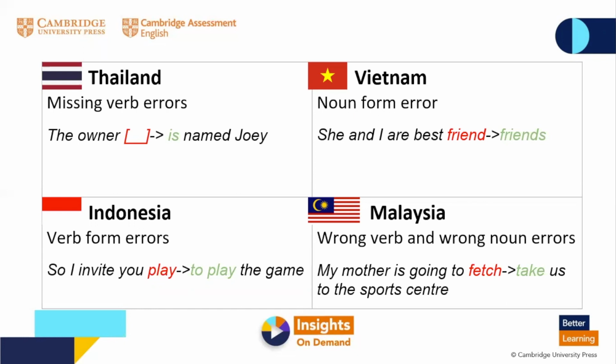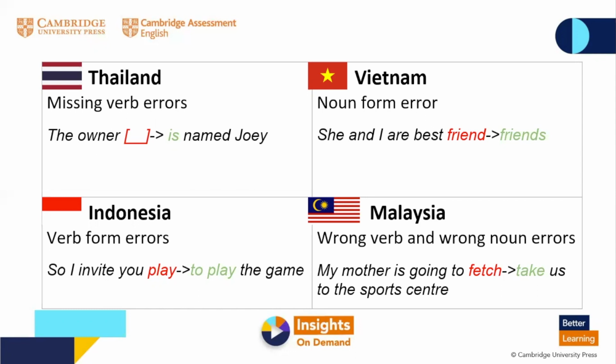By comparison, Vietnam is highest for noun form errors. For example, plural S, they're likely to say something like, she and I are best friend instead of she and I are best friends. Moving on to Indonesia, these learners have the highest for verb form errors. So I invite you play the game instead of so I invite you to play the game. And interestingly, if we look at Malaysian learners, they're the highest for more vocabulary errors of wrong verb and wrong noun.